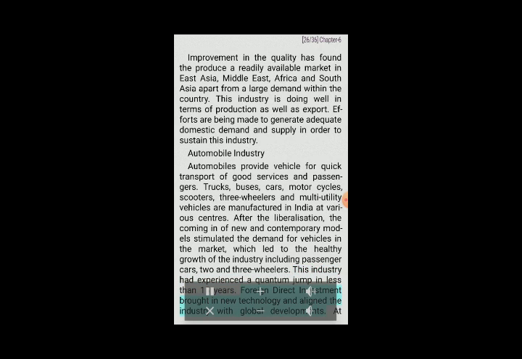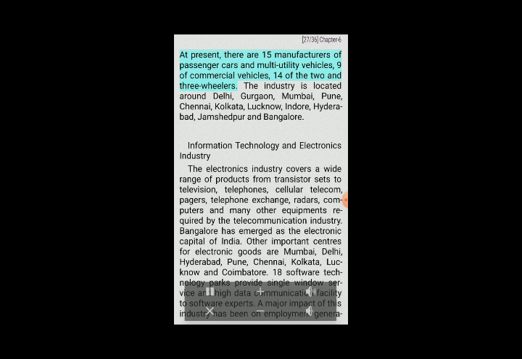This industry had experienced a quantum jump in less than 15 years. Foreign direct investment brought in new technology and aligned the industry with global developments. At present, there are 15 manufacturers of passenger cars and multi-utility vehicles, 9 of commercial vehicles, 14 of the two- and three-wheelers. The industry is located around Delhi, Gurgaon, Mumbai, Pune, Chennai, Kolkata, Lucknow, Indore, Hyderabad, Jamshedpur and Bangalore.